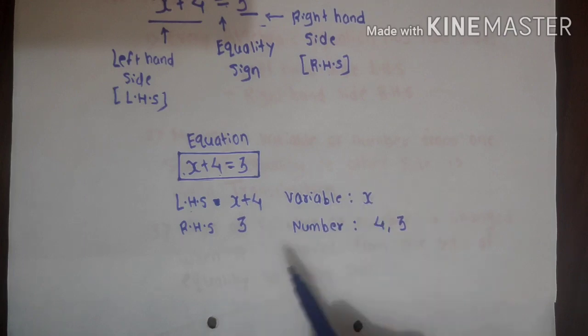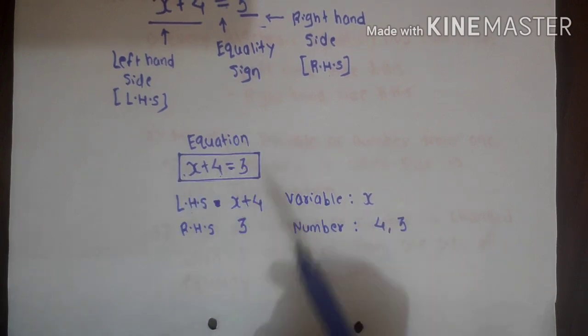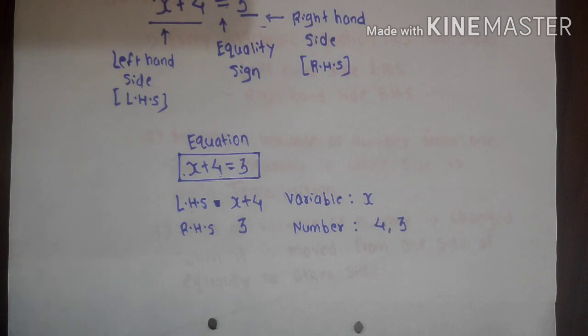Variable is x. In this equation x is a variable and the numbers are 4 and 3. Now we understood the basics of the equation. Let's define transposition. Transposition is moving a variable or a number from one side of equality to the other side. An important thing to note here is that when we move a variable or a number from one side to the other side, its sign will get changed.